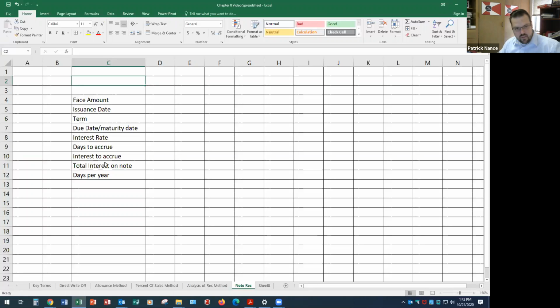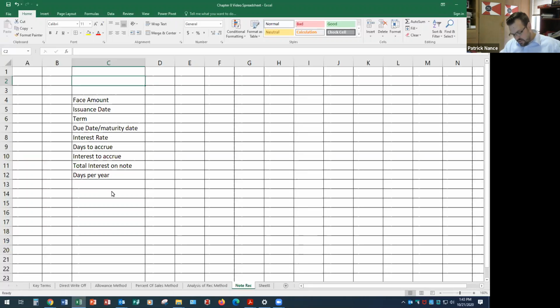Okay, so notes receivable. So this is notes receivable, which means we are receiving payment. People owe us money. It's like a short-term loan, which means it bears interest. It's a formal agreement. It bears interest. So in this chapter, we're going to learn how to figure interest.